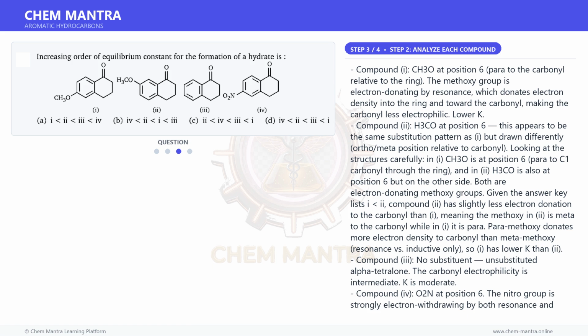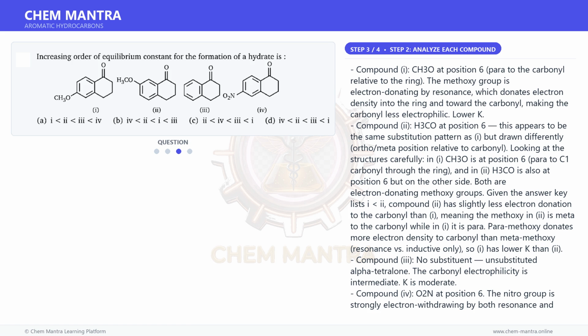Looking at the structures carefully, in 1 CH3O is at position 6, para to the C1 carbonyl through the ring, and in 2 H3CO is also at position 6 but on the other side. Both are electron-donating methoxy groups. Given the answer key lists 1 < 2, compound 2 has slightly less electron donation to the carbonyl than 1, meaning the methoxy in 2 is meta to the carbonyl while in 1 it is para. Para-methoxy donates more electron density to the carbonyl than meta-methoxy, resonance versus inductive only, so 1 has lower K than 2.